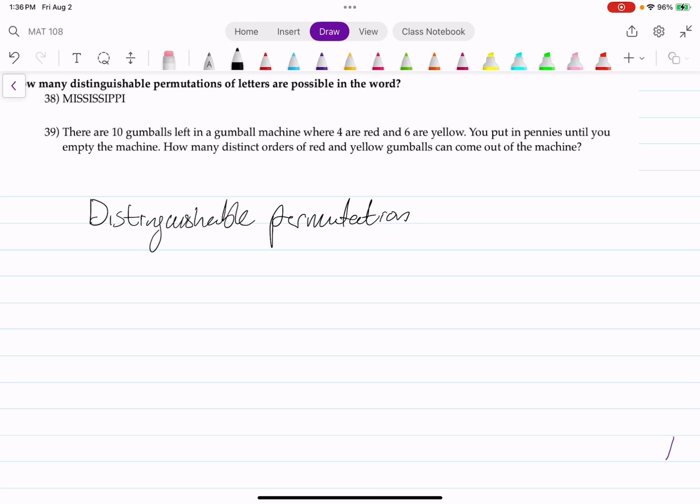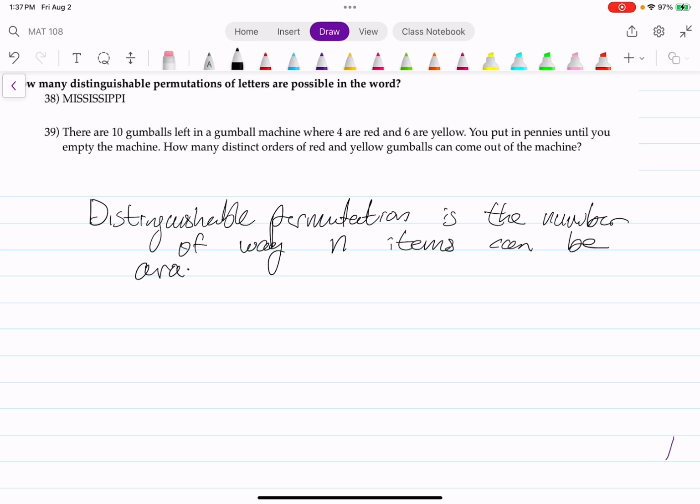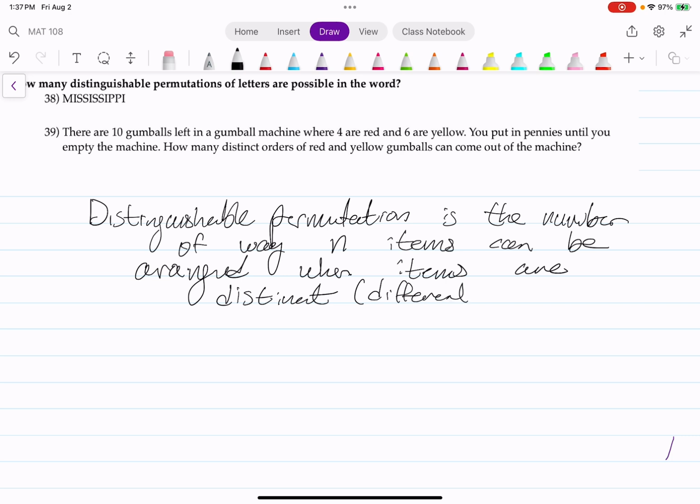A distinguishable permutation is the number of ways n items can be arranged when items are distinct from each other. So distinct means different. So they're different from each other.